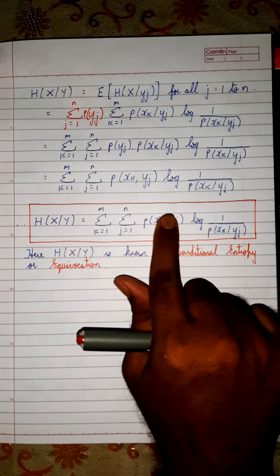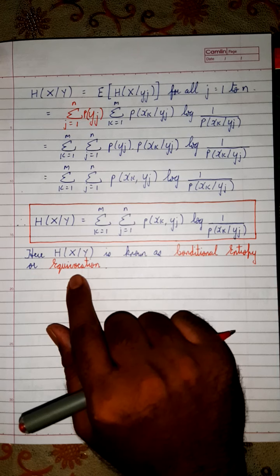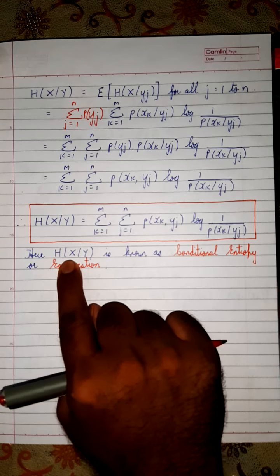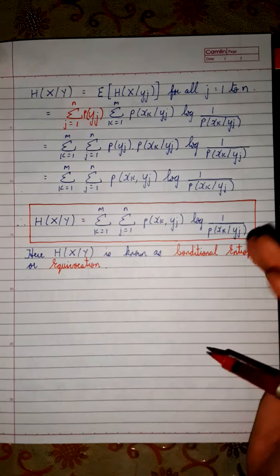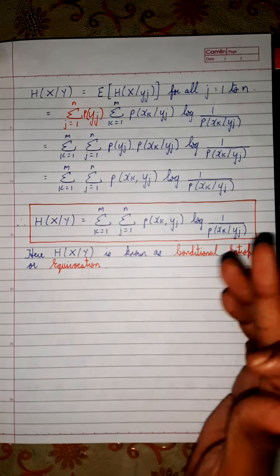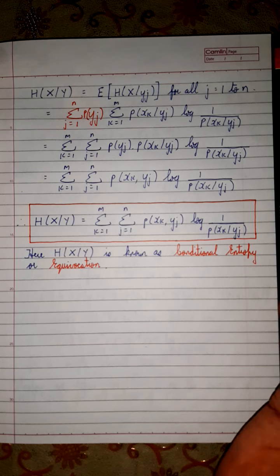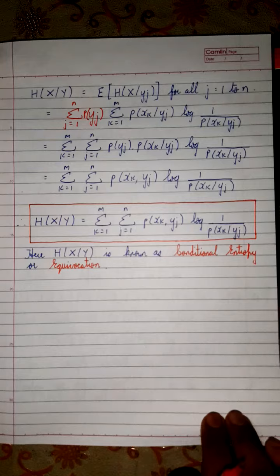And this is the equation. This is called the conditional entropy, or also called the equivocation. This is the conditional entropy, h of x by y. Okay, understand the meaning behind it. It means the entropy of the source when we know that y is received, when the condition is that y is received. Okay, this is h of x by y.